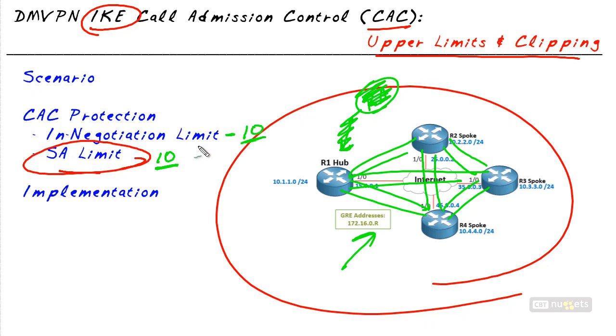Now, if we set the in-negotiation limit, that doesn't apply to the final hard limit on the actual IKE Phase 1 tunnels. So these numbers don't have to be the same. For example, we could set this to 7, which would mean on the router that we apply this to, it's okay for me to have 10 IKE Phase 1 security associations. However, at any given time, I'm only going to allow the negotiation of up to 7 tunnels. So in a sense, this is kind of like rate limiting our IKE Phase 1.